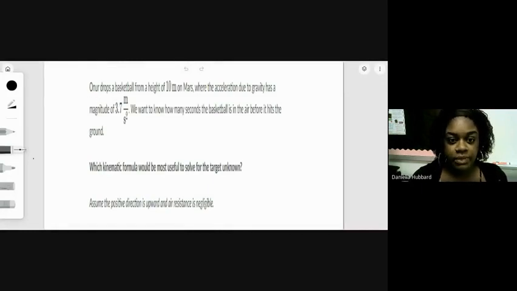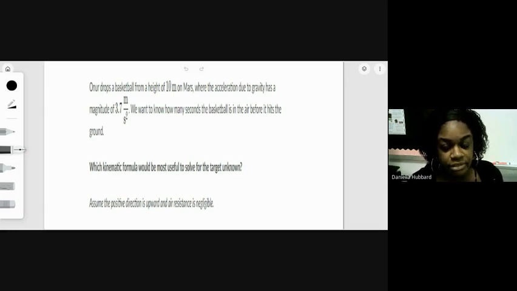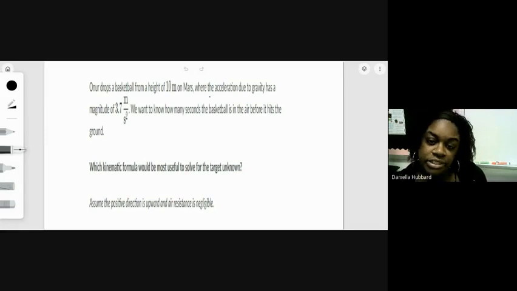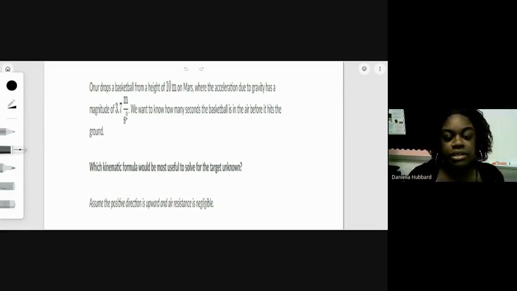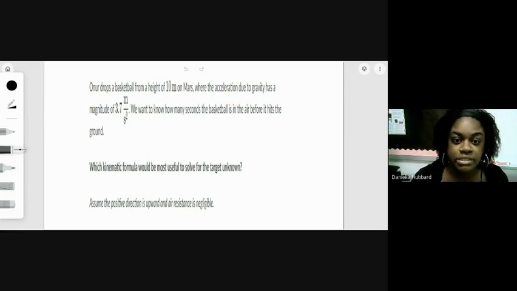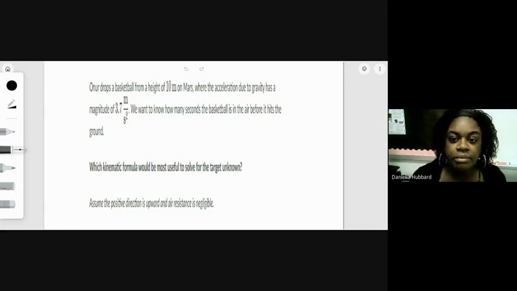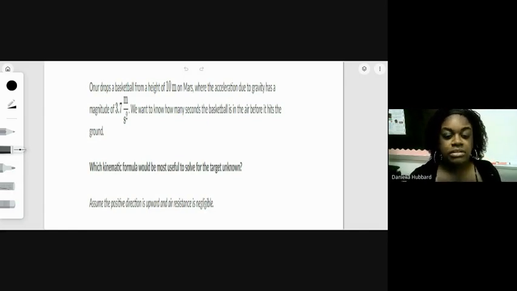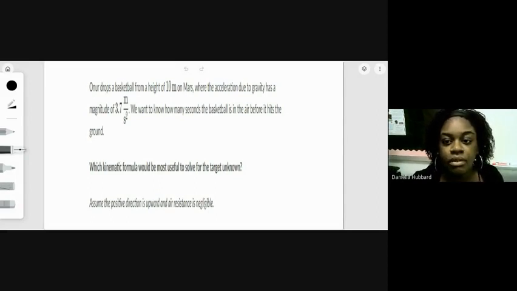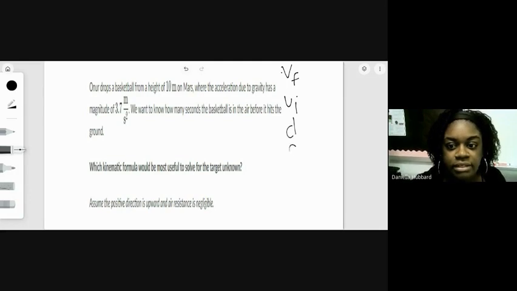Okay, first problem, we have Onor drops a basketball from a height of 10 meters on Mars, where the acceleration due to gravity has a magnitude of 3.7 meters per second squared. We want to know how many seconds the basketball is in the air before it hits the ground. So let's start off by writing our variables, the five that we have, VF, VI, D, A, T.